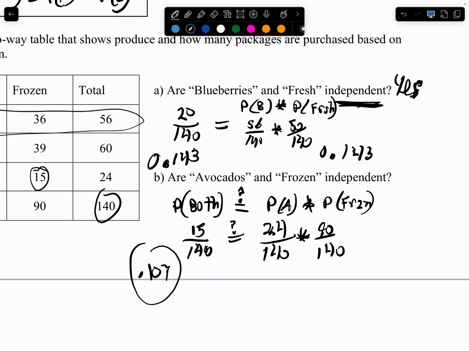That's that one, and over here we get 0.11. So they're not equal. So no, they're not independent.